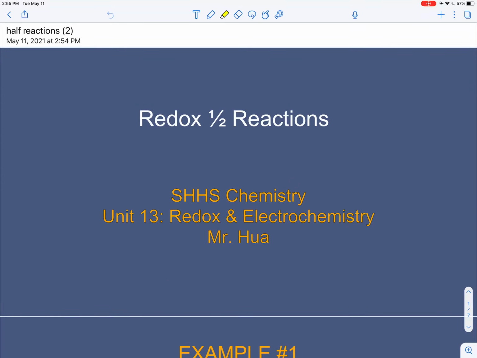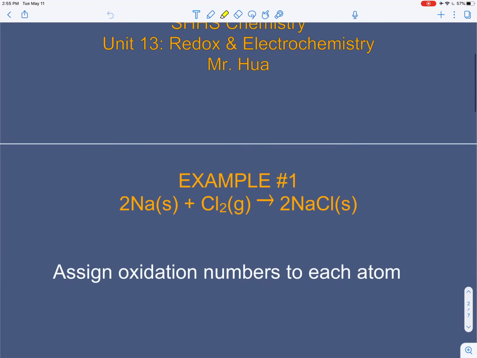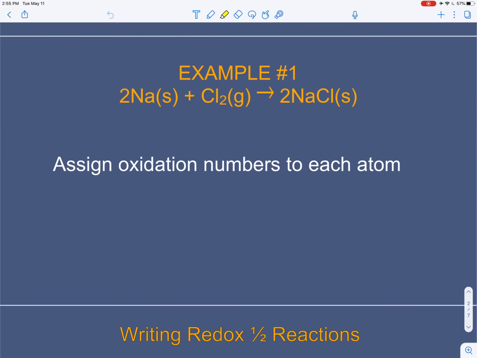Hi everyone, today I'm going to show you how to do redox half reactions, how to write them. So we'll start off with something that we've been doing, assigning oxidation numbers to each atom. This is actually the first step. Remember, any element by itself is going to have an oxidation number of 0. These are pure elements, meaning just one element by itself. Sodium is +1 because it's an alkali metal, and that makes chlorine here -1.